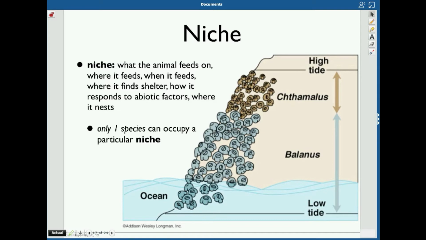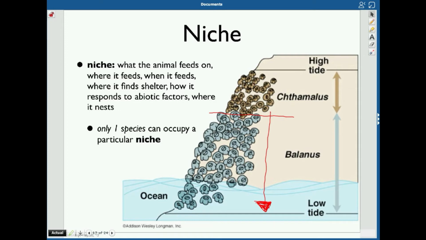So this is an interesting example. The Chthamalus barnacle, the brown ones, they can survive all the way to low tide. They're very hardy. They can survive all the way up to the top, but they can also survive all the way down here. Balanus, however, can only survive right about here, which they call the mean water line. They can't handle being out of water for too long, so they can't go all the way to the high tide line. The mean water line or below is best for them. And Balanus is actually a superior competitor. Balanus is a much better barnacle, I guess, than Chthamalus.